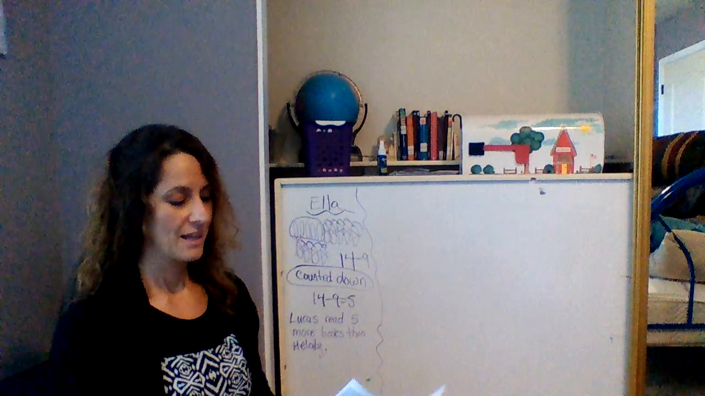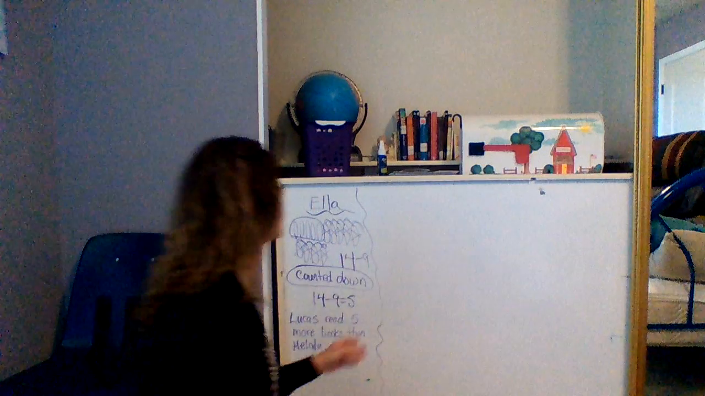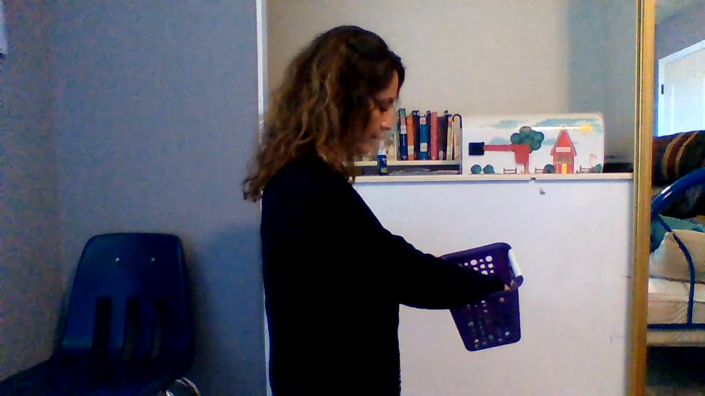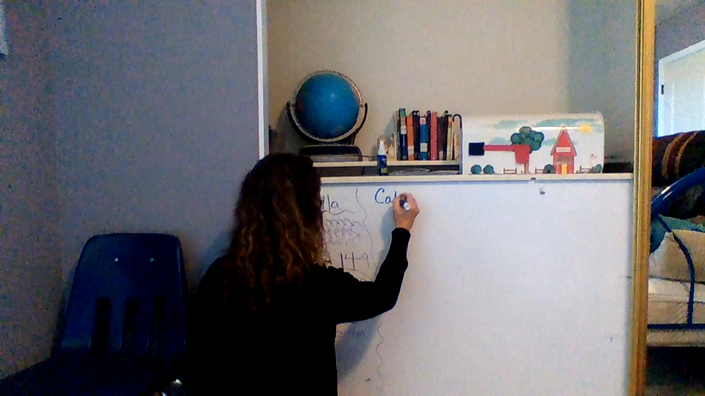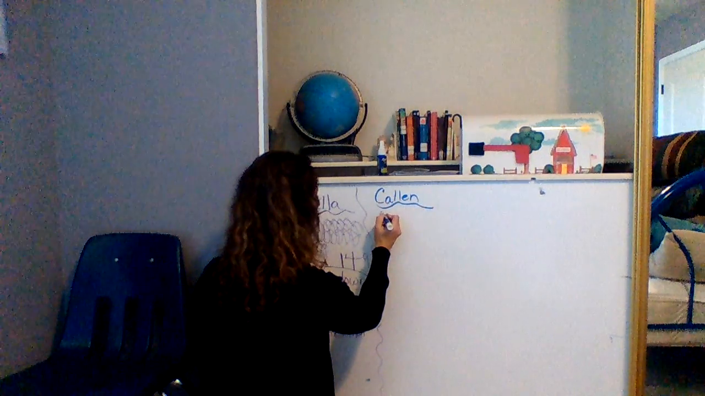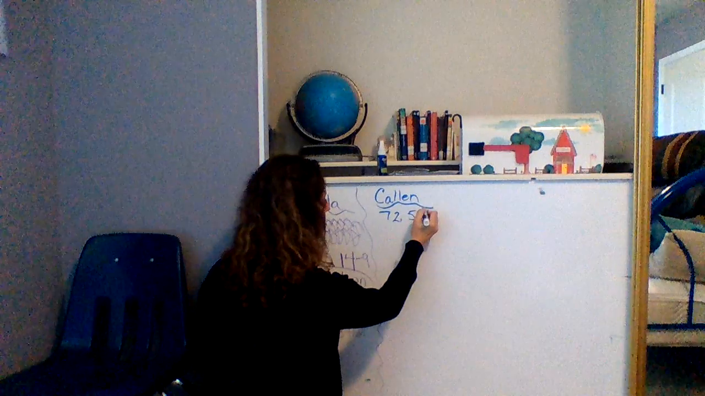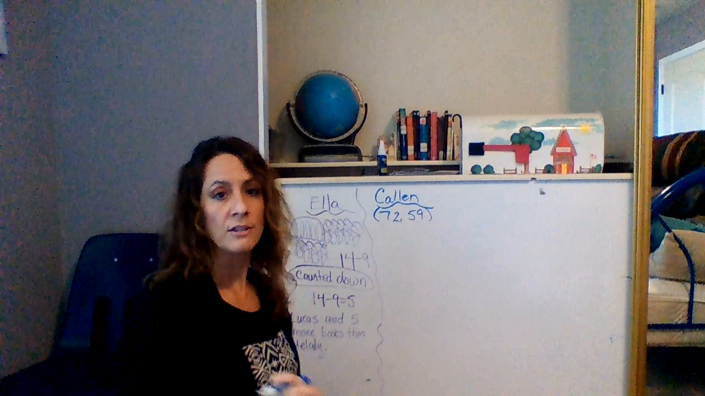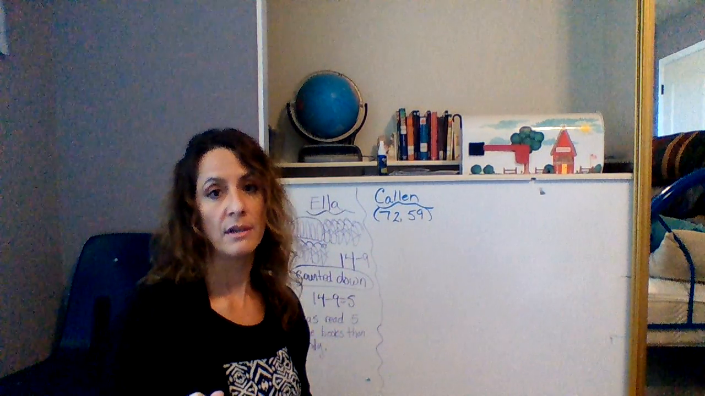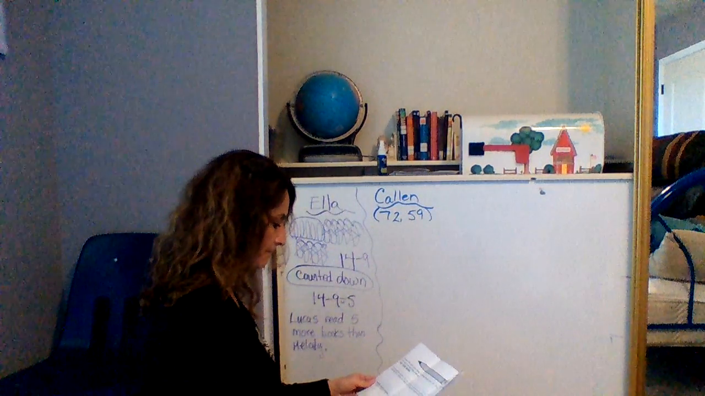All right, so Callan chose the number set of 72 and 59. So I'm going to write that down. All right, Callan, I'm going to put you here. Callan used his number set of 72 and 59. Okay. So let's talk about the strategy that Callan used to get his answer today. So let's see.